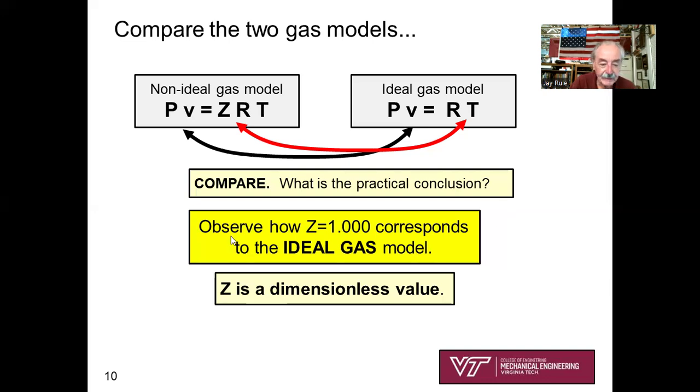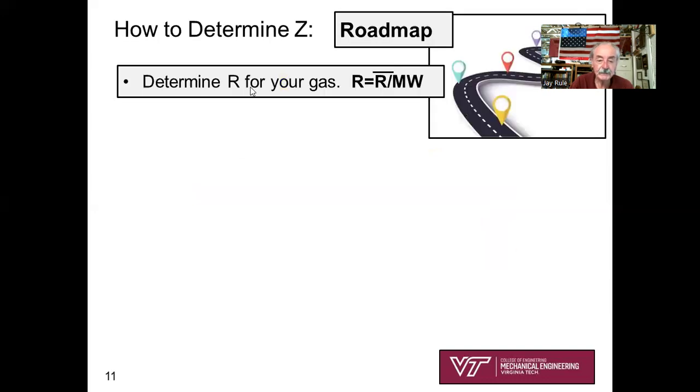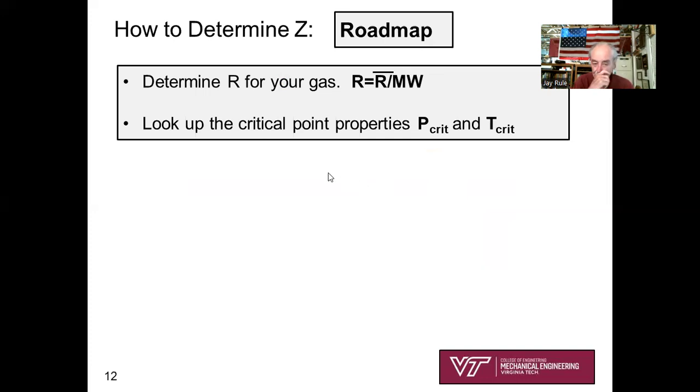So, important slide. Observe how Z equals 1.00 corresponds to the ideal gas model, and Z is a dimensionless value. There's no units. Okay, so here's the roadmap for determining Z. First thing you do is determine R for your gas. R is R bar over the molecular weight. That's the first thing you do. The next thing you do is go to table A1 and look up the critical pressure and temperature. Write down your units, critical pressure and temperature. Write those down.